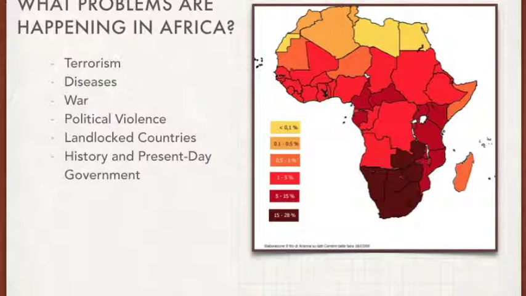History and present-day governments in African countries are also a problem, since most African countries do not have a stable or uncorrupted government, which causes more problems. The African map on the right shows the percentage of HIV or AIDS in the African countries. South Africa having the highest percentage proves that the life expectancy chart is correct.